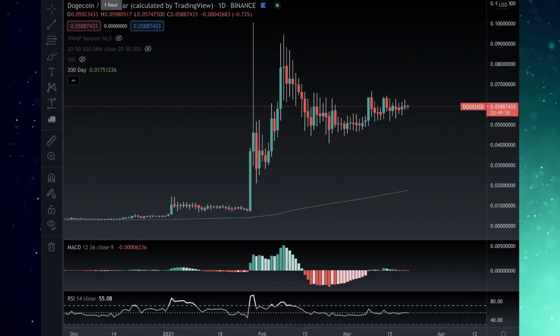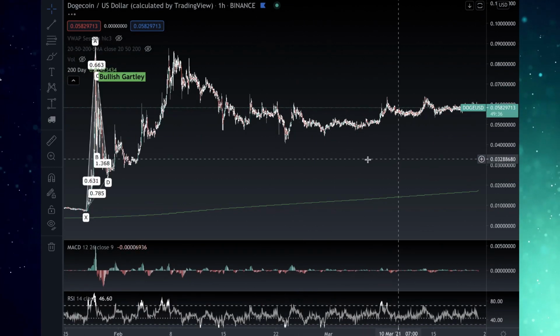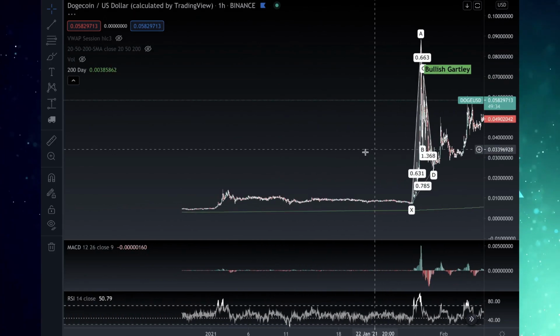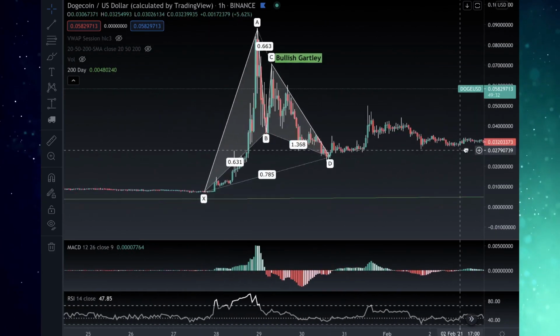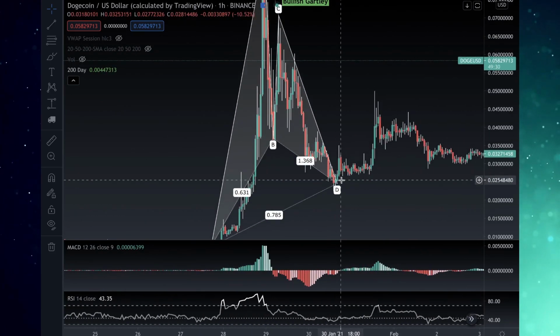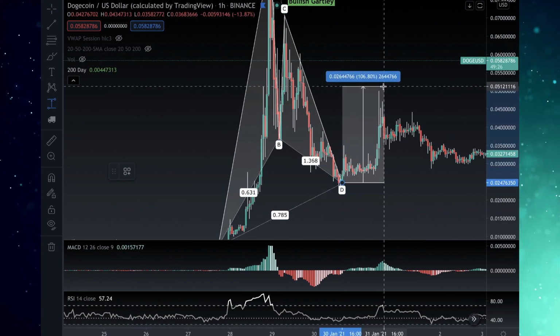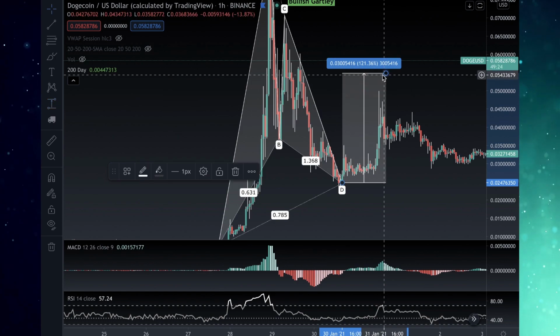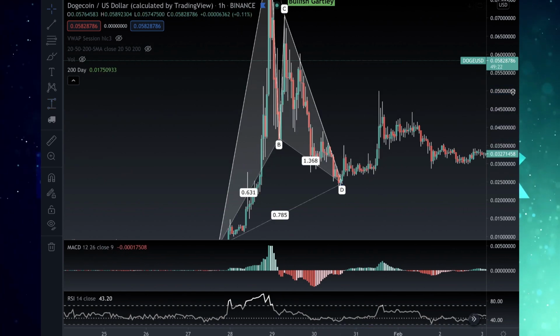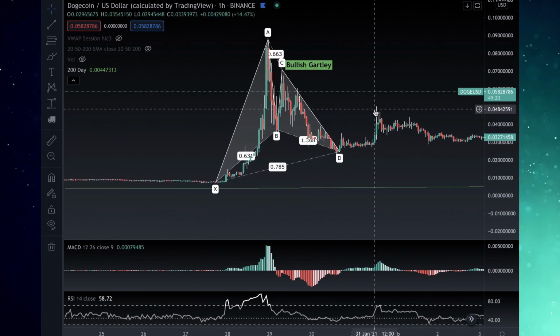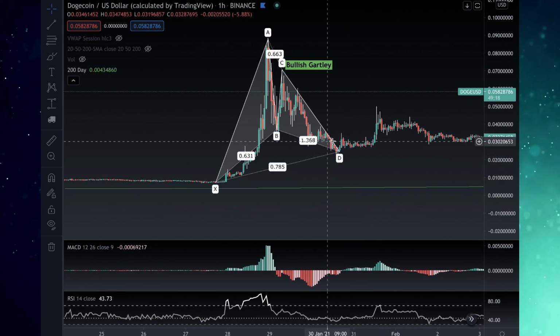This is another trade I put out. We come all the way back over here. Look at this. This is the bullish Gartley. I put out a trade on Dogecoin. The entry was like 2.3 cents. I think the target was like 5.5 cents. So it was like a 100% trade or something. Pretty much you would have doubled your money. And this trade took like a few days to play out.